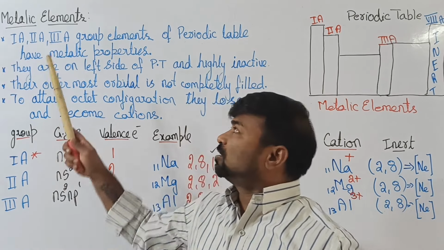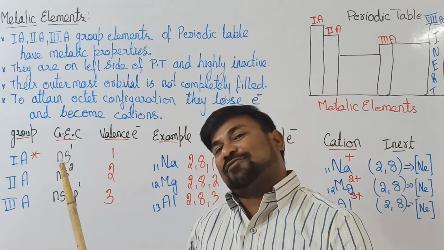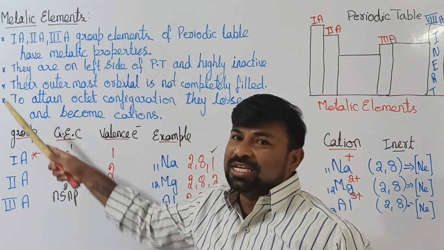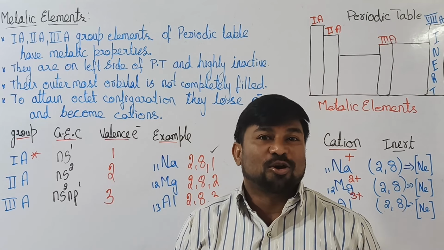So these are the properties of metallic elements, which are towards the left side. Please remember, all these elements form cations.